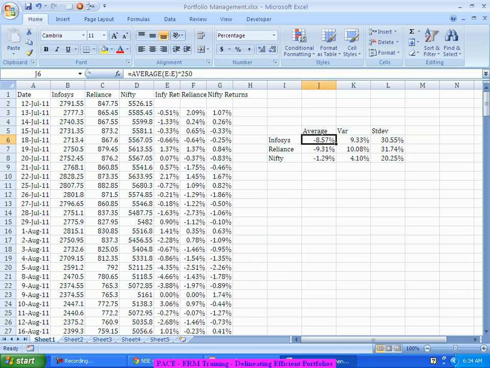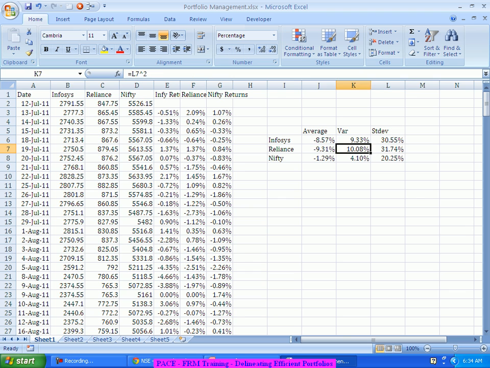So probably it may go to minus 38, right? Minus 8 is the expected. So on an average, there is a 30% deviation on either of the sides. So it can even go to minus 38, minus 8 minus 30, or minus 8 plus 30, probably plus 22. I may even gain up to 22%, or I may lose up to 38%, or sometimes even more than that also. So that's the kind of fluctuation that is there in the Infosys price.